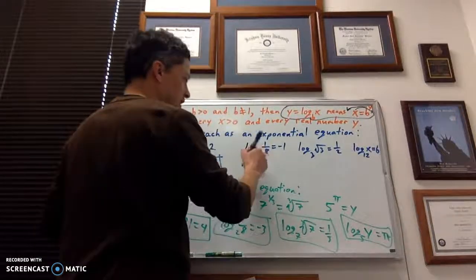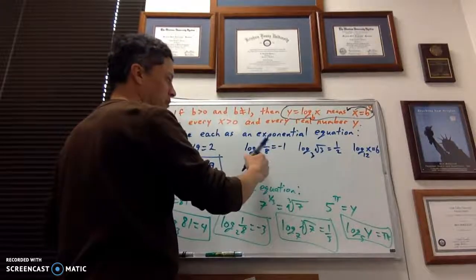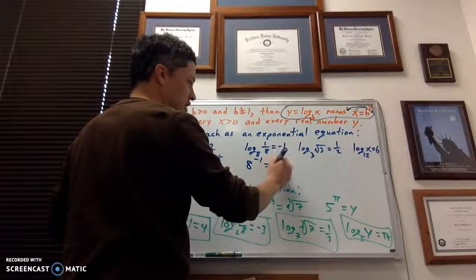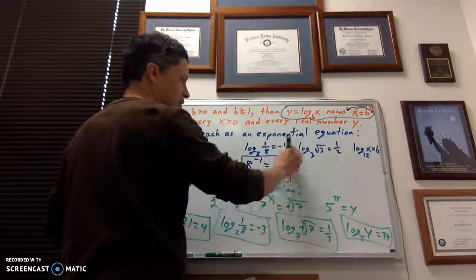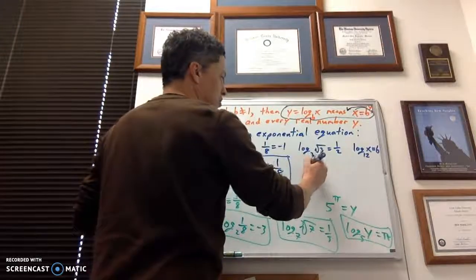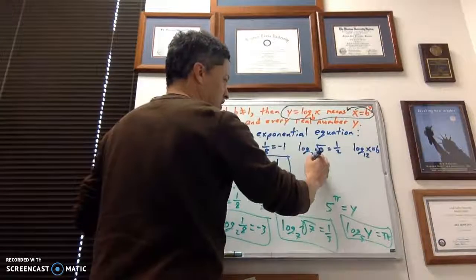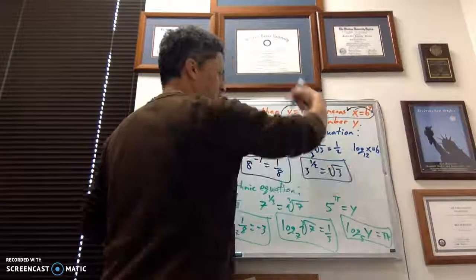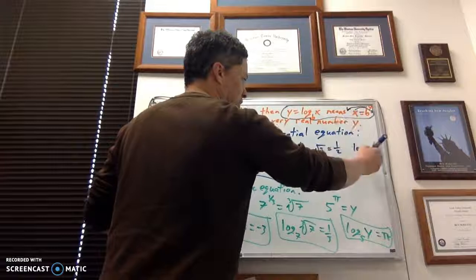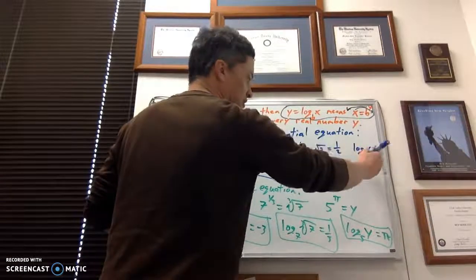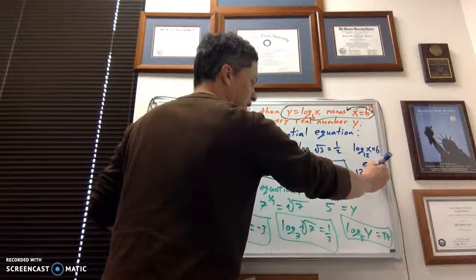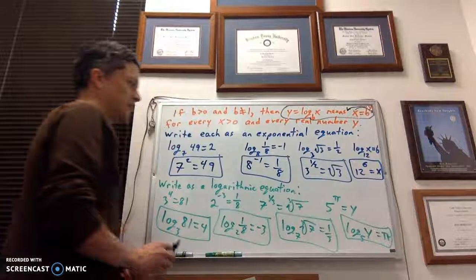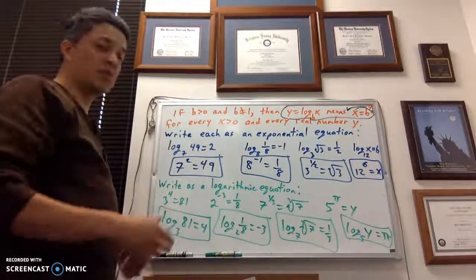You punch the log out on this guy, log base 8 of 1/8 equals -1. Punch the log out, 8 comes up, wax on, wax off, so it's 8 to the -1 equals 1/8. This one, punch the log out, so the 3 comes up, wax on, wax off, so it's 3 to the 1/2 equals the square root of 3. This one, punch the log out, 12 comes up, wax on, wax off. I think that's a 6. We'll pretend it's a 6. And the x comes over this way. So 12 to the 6th is x. And that's all there is to it.